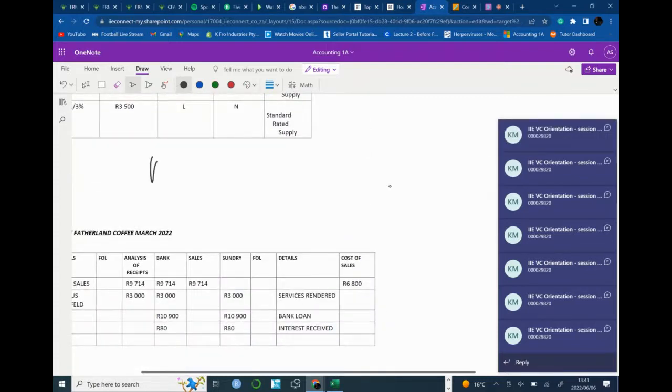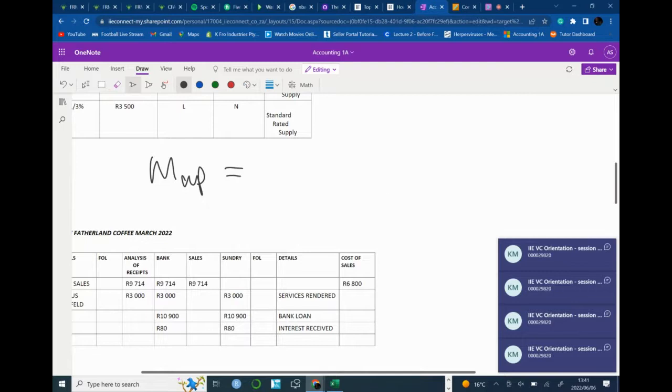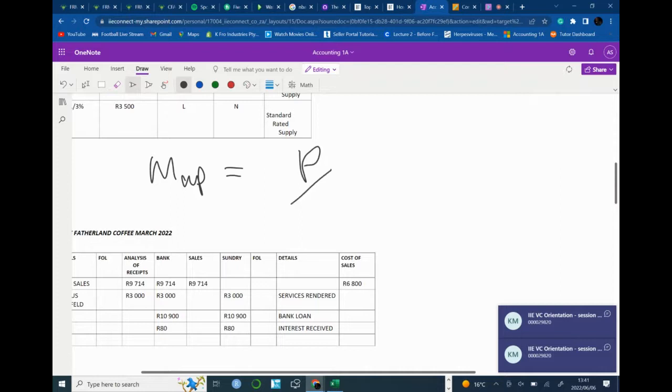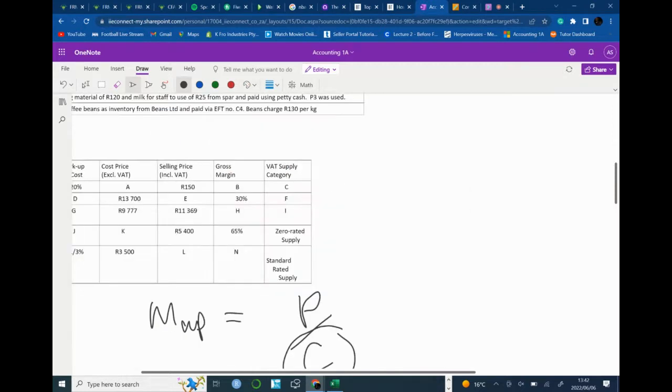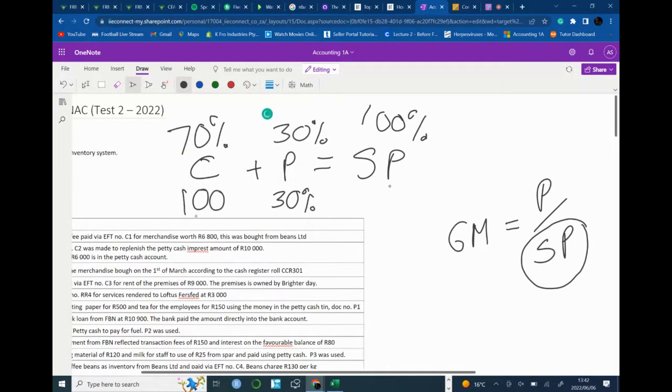So markup, what's the formula for markup? Profit over? Yes, over cost, 100%. Can you see profit is divided by, or is over, cost in this scenario? That would then make cost 100%. Can you see that? And then guess what? When it's markup 30%, what is selling price right now? Yes, 130. 100 plus 30%, isn't it?